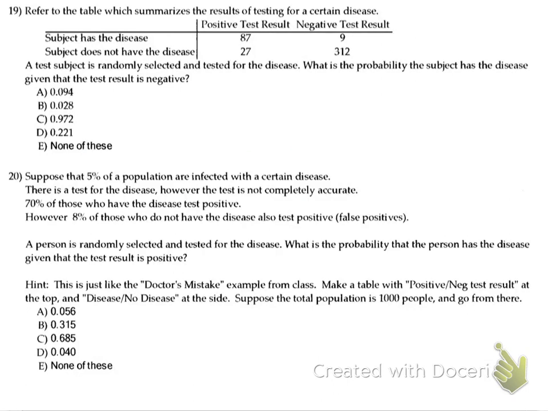19. All right. Per the table, blah, blah, blah. Test subject. What's the probability the subject has the disease given the test result was negative? So given, there it is. That word's got to jump off the page for you. There it is. Given. So the probability has the disease given the test came out negative. That'd be a bummer. The test came out negative, but they really got the disease.